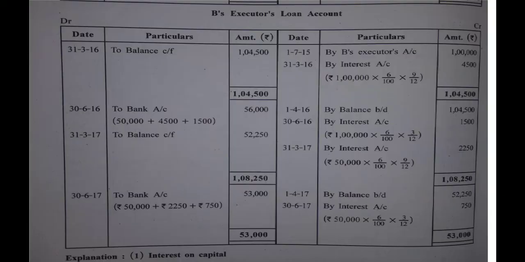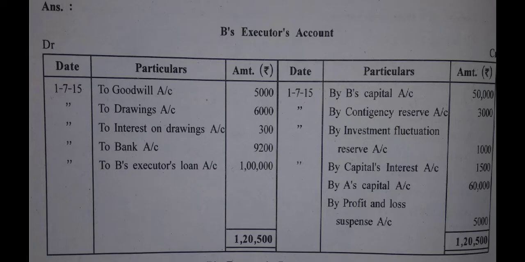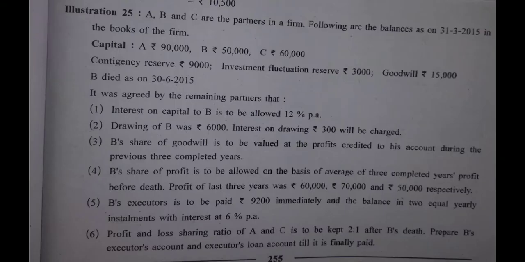Alright, now let us quickly finish executor's account so that we can start preparing executor's loan account. Fine, we were done with the adjustments and we are left with only the 5th adjustment. Yes, the adjustment that I have explained right now was adjustment number 3 and 4. The difference of average profit that I have explained, by mistake I said it is 5 and 3, but it is 3 and 4 actually.